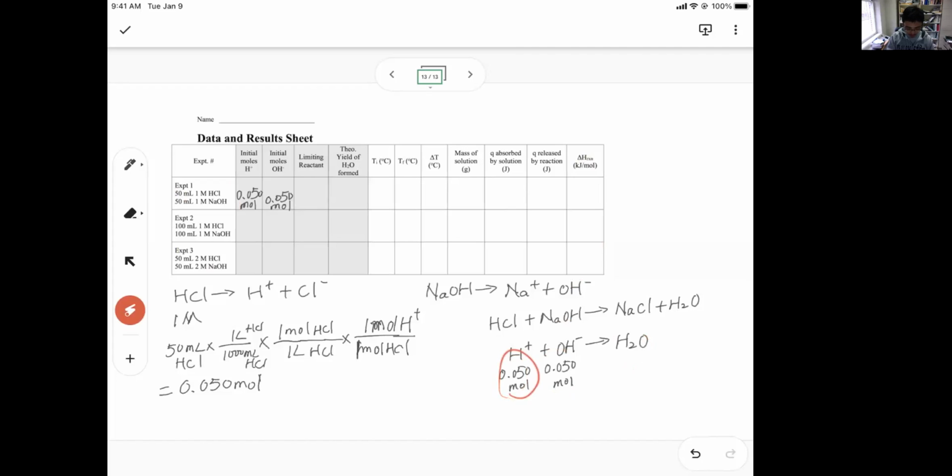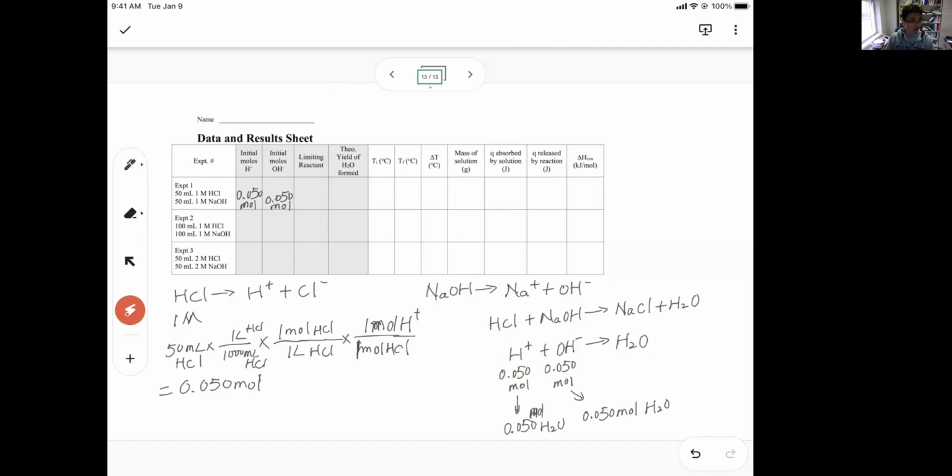If you treat this one separately and assume that you have unlimited supply of OH minus, then it will generate 0.050 mole of water. And this will also generate 0.050 mole of water. So looks like they are the same. They are going to generate the same amount of water. So now you can see that none of them are limiting reactants, or both of them are limiting reactants. Okay, so both of them will be consumed completely. There's nothing left for those 2 reactants.